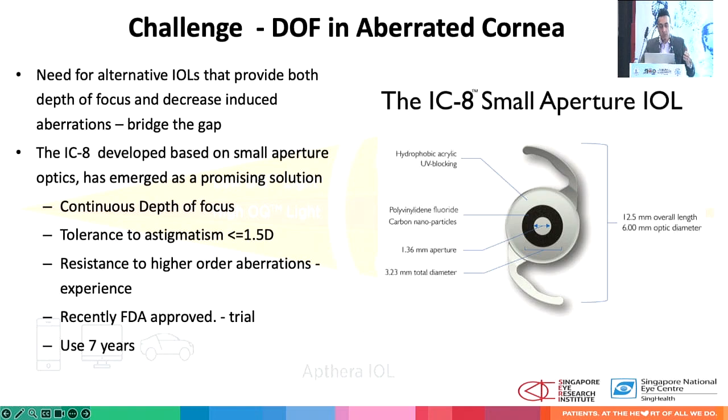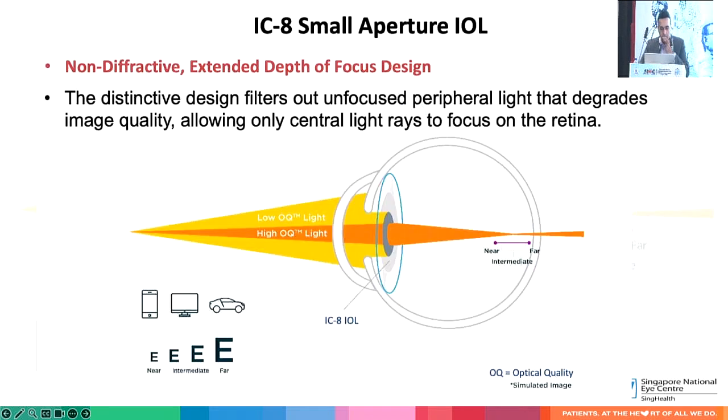It gives you a continuous depth of focus with a tolerance of up to about 1.5 diopters of astigmatism. You can basically reduce the effect of higher-order aberrations, which is great because I use it for a lot of my post-refractive patients. Recently it was approved by the FDA, and we were part of the FDA data used to get approval. I've been using this lens for about 7 years, so I have quite reasonable experience with it.